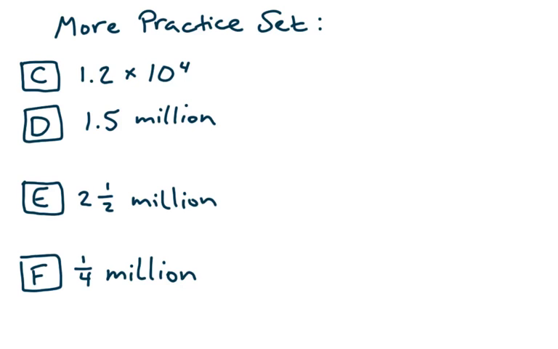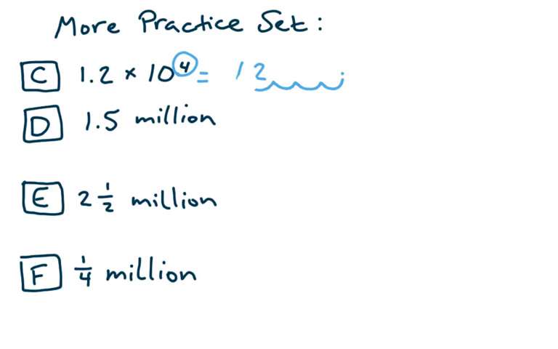Here's more of our practice set, and this is dealing with our 10 to the something power. So they want us to write these in standard notation. It's just normal mathematical writing. 1.2 times 10 to the 4th. So we'll write out 1.2, and we know we have to move our decimal 4 places to the right. So here we go. 1, 2, 3, 4. And that's where our decimal will end up.